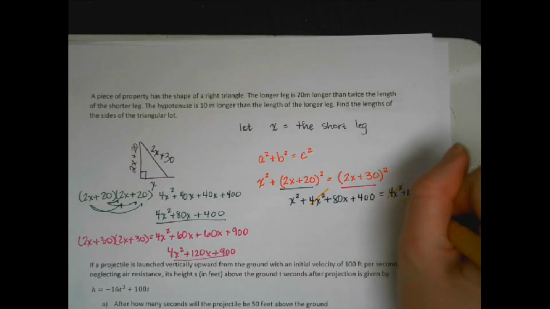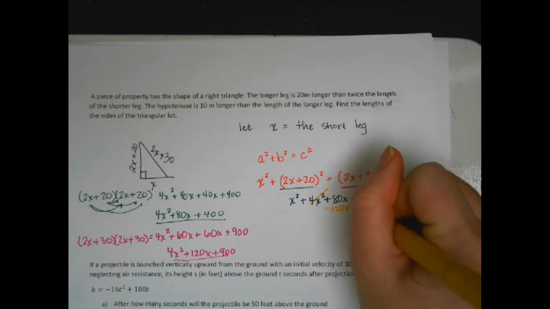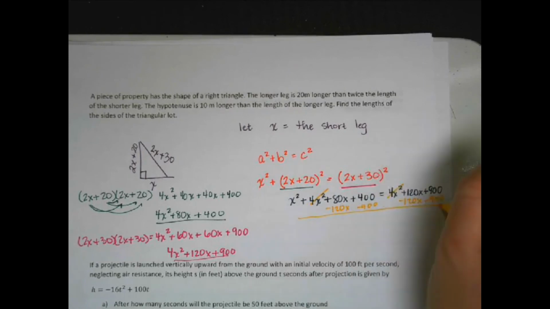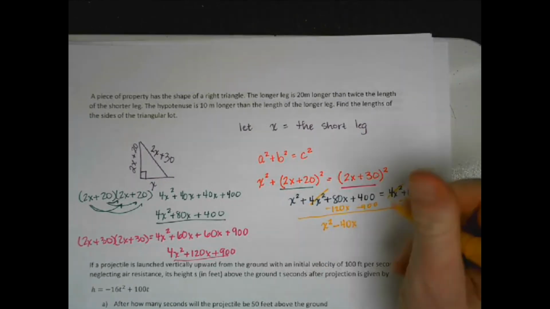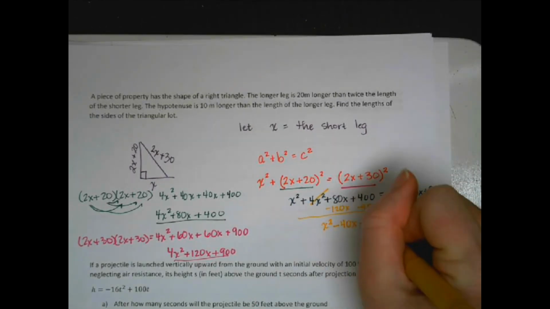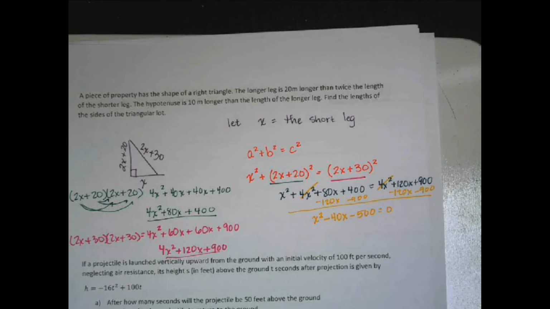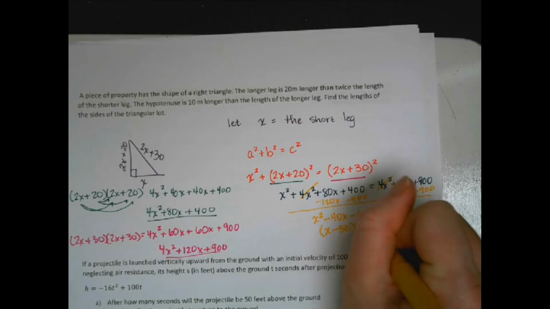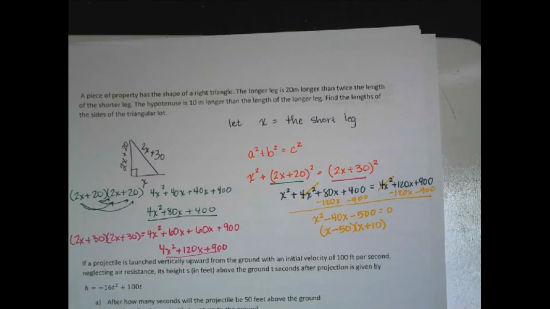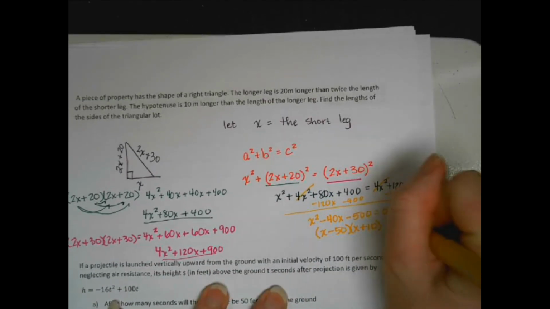And I'm going to subtract 120x from the 80x, and 900 from 400. So I'm left with x squared minus 40x minus 500 equals 0. And that factors very easily. x minus 50 and x plus 10. Negative 50 times positive 10 equals negative 500. Add them together, they get negative 40. So x equals positive 50 and x equals negative 10.